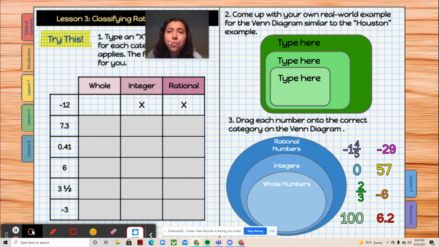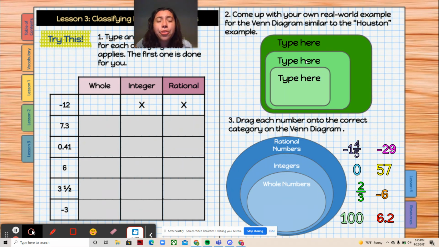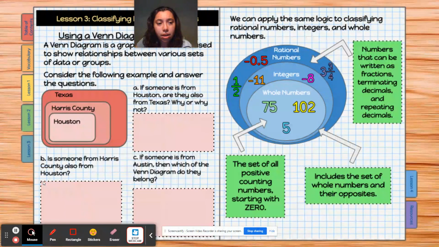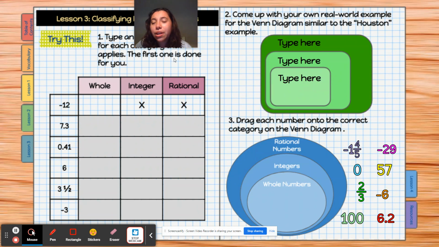Here's another example. Number 2, come up with your own Venn diagram, similar to the Houston example. If you go back to the previous slide, oops, let's see. Go back to this Houston example, you create your own little Venn diagram. Maybe list Disneyland. I don't know. List cities, right? So you can go ahead and list what you think is better. So remember that whatever's in the circle belongs to that group, okay?